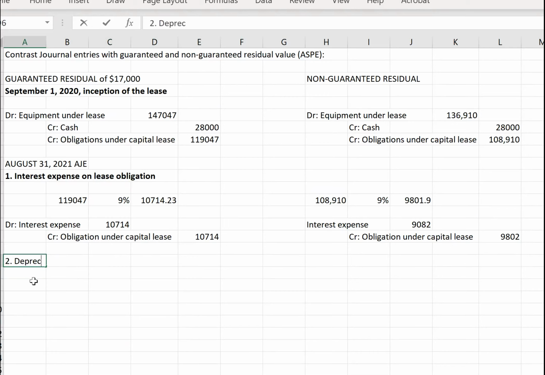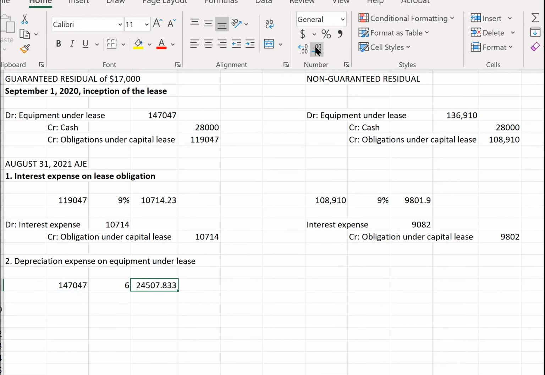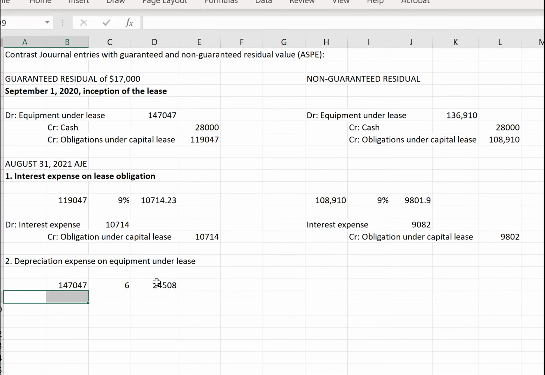And then the next entry is going to be entry 2. It's going to be depreciation expense on the equipment under lease. So here we're going to take the equipment under lease, which is this amount. This is a 6-year lease. Remember our N was 6 years. So if we take this and divide it by 6 years, we'll get this much of depreciation per year. We can just round that down. That is our entry there.